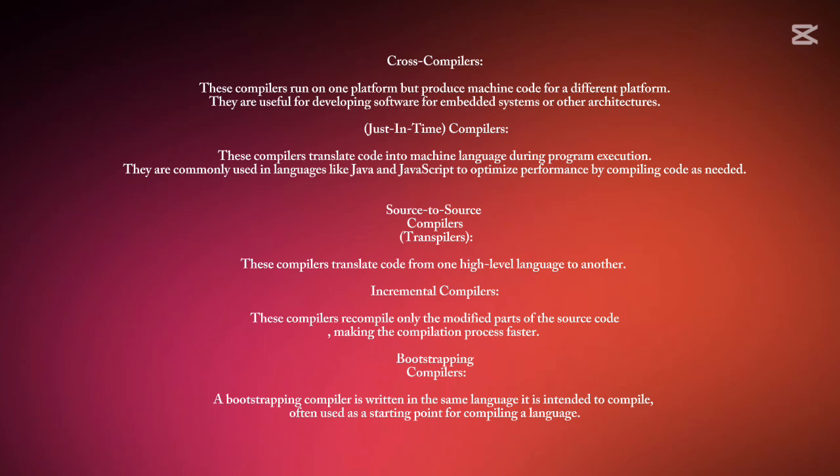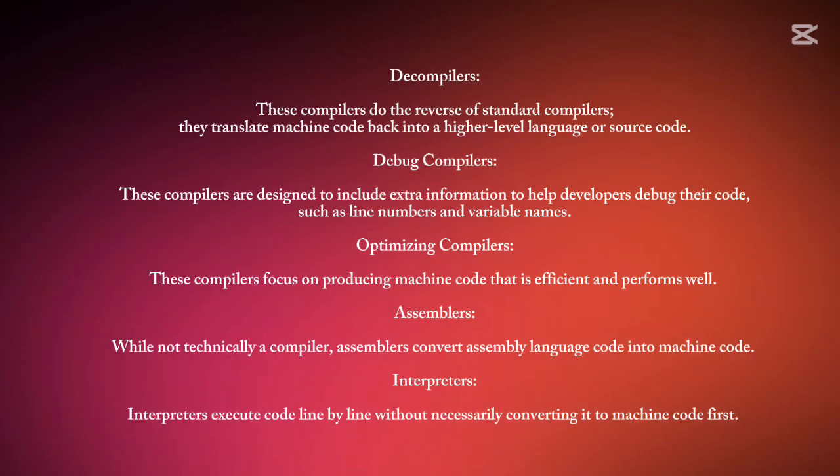Source-to-source compilers, or transpilers. These compilers translate code from one high-level language to another. Incremental compilers. These compilers recompile only the modified parts of the source code, making the compilation process faster. Bootstrapping compilers. A bootstrapping compiler is written in the same language it is intended to compile. Often used as a starting point for compiling a language. Decompilers. These compilers do the reverse of standard compilers. They translate machine code back into a higher-level language or source code.